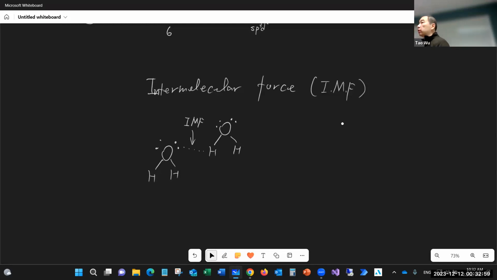And just to let you know, it doesn't matter what kind of molecule, as long as it's a molecule, it always has an intermolecular force. But some of the molecules have a really strong intermolecular force. Some of the molecules have a really weak intermolecular force. Okay, yeah. So this is generally what we call the intermolecular force.